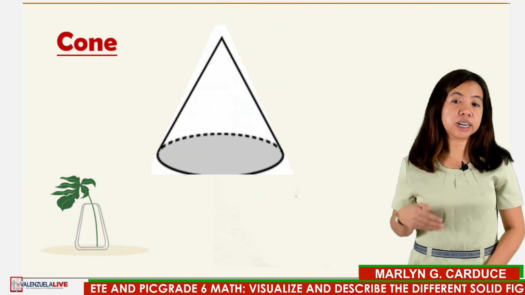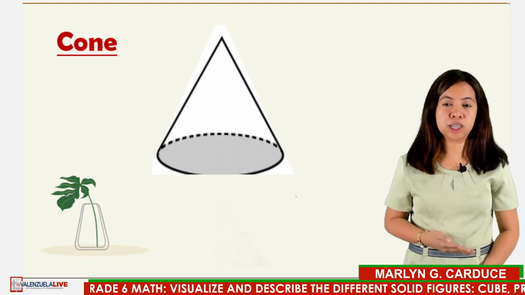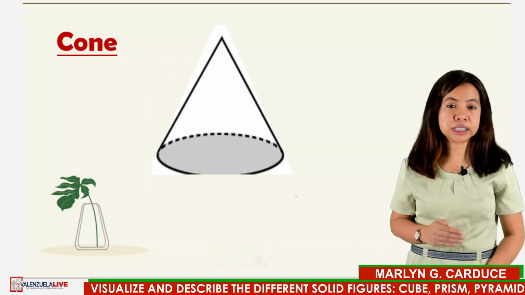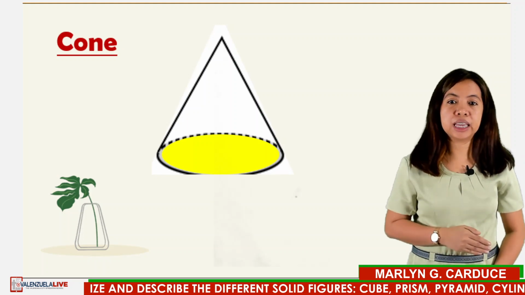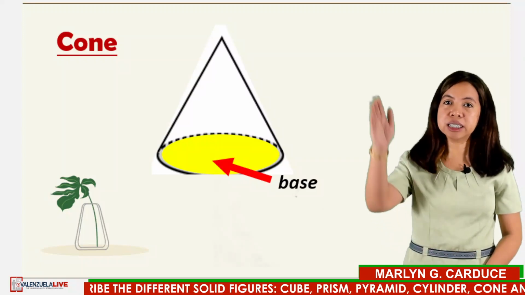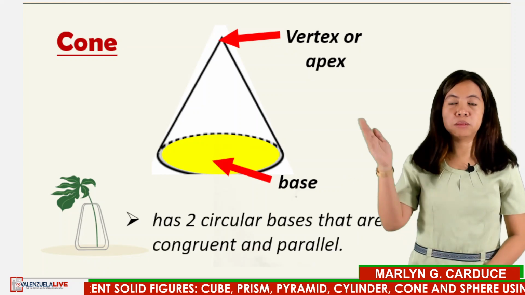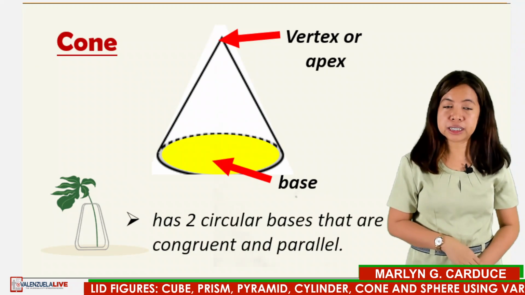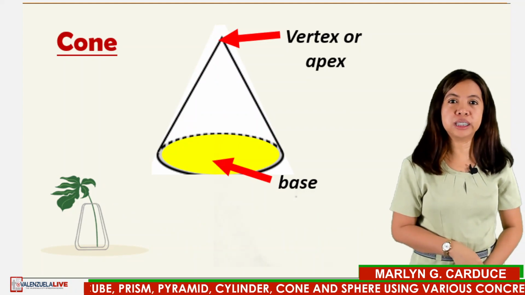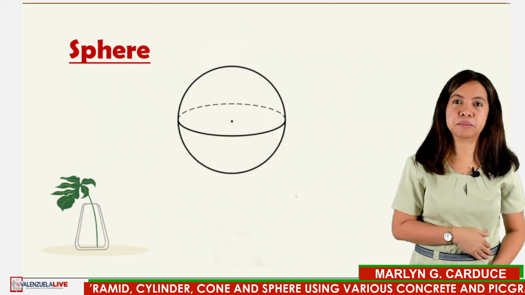Another example of a solid figure with curved surfaces is the cone. So cone is like a pyramid, except that the base is a circular region. And this region is also called the base. And it has a single vertex called an apex. So that is the one at the top. So when we say cone, it has a circular base and it has a common vertex.